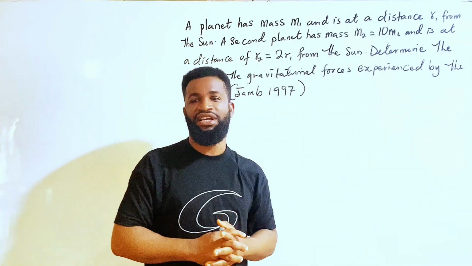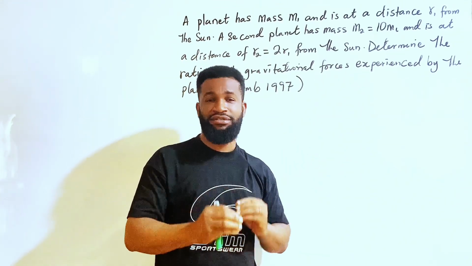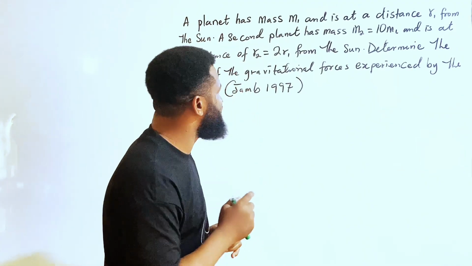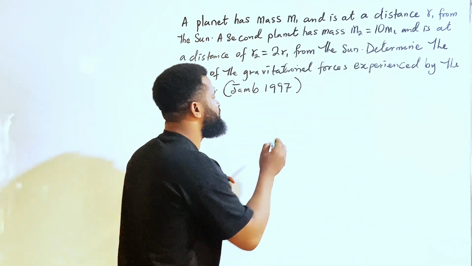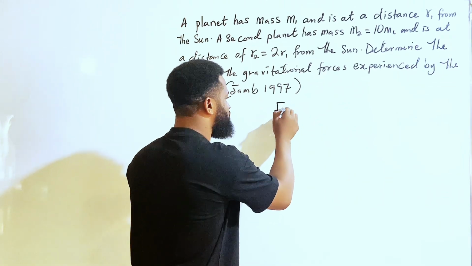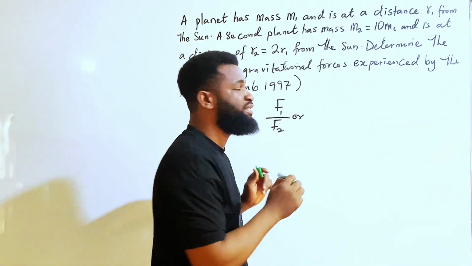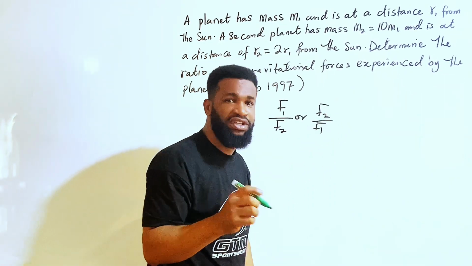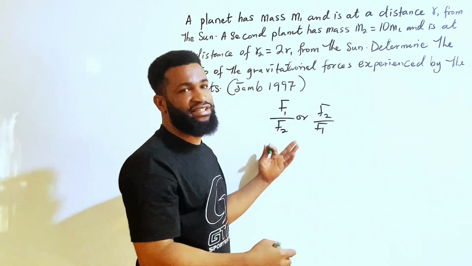This is JAMB 1997, but it doesn't matter the year. Let's just do it one before the other. It's going to be very interesting. Look at what I'm going to do. Since I'm looking for the ratio, it simply means that I'm going to have either the gravitational force F1 over F2, or F2 over F1, because they did not tell me the ratio of the first force and the second force.